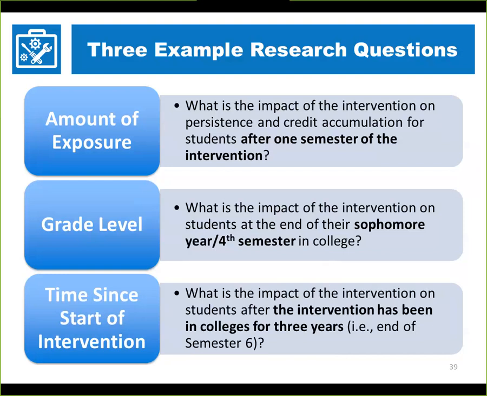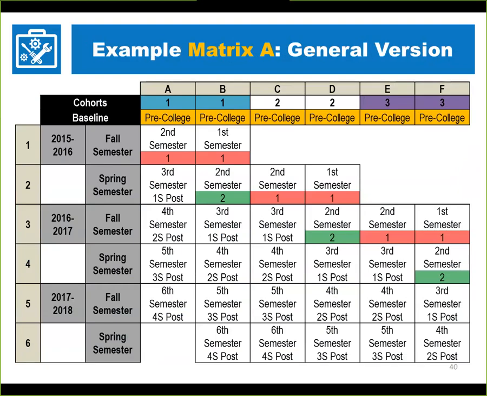Before we go through the examples of how to identify the samples based on the research questions, I'll introduce the matrix showing all the potential samples, which will be the basis of our example research questions. So this is a matrix generated by the general version of the multi-cohort tool. The matrix would be produced for a student RCT, a QED, or a regression discontinuity design, but not a cluster RCT. For a cluster RCT, you would use the other version of the tool.